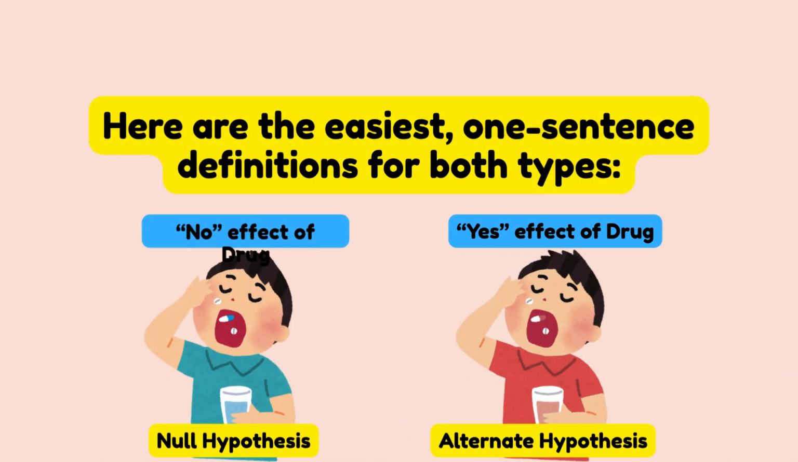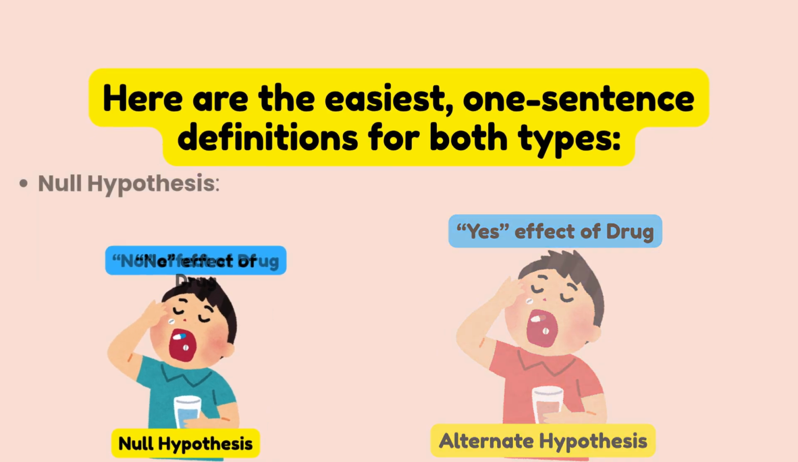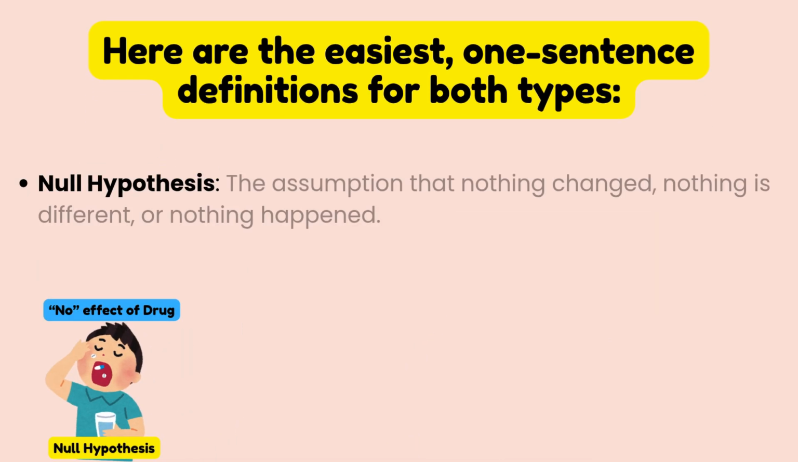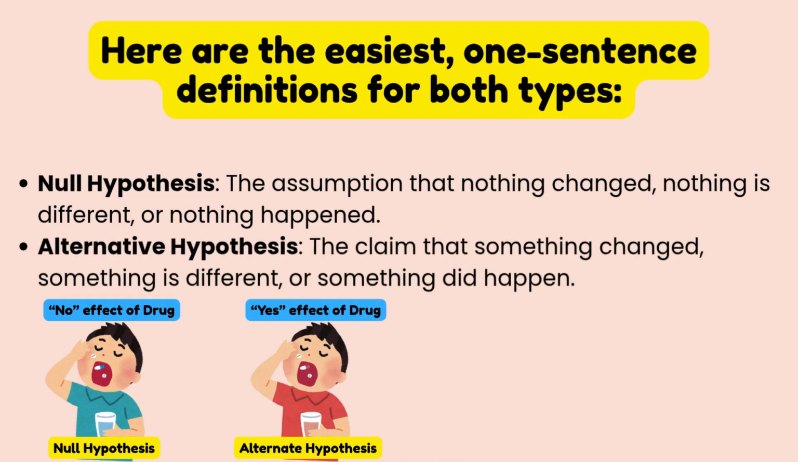Here are the easiest, one-sentence definitions for both types of hypothesis. Null hypothesis: it is the assumption that nothing changed, nothing is different, or nothing happened. Alternative hypothesis: it is the claim that something changed, something is different, or something did happen.